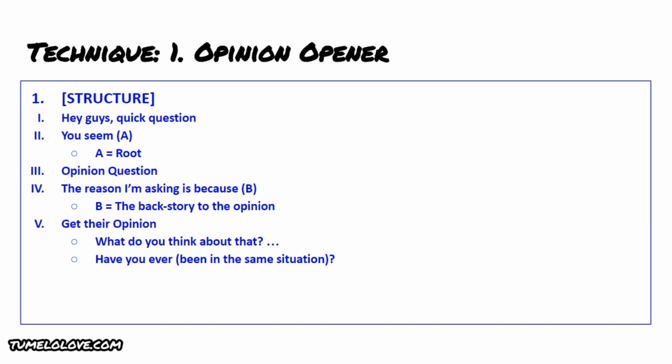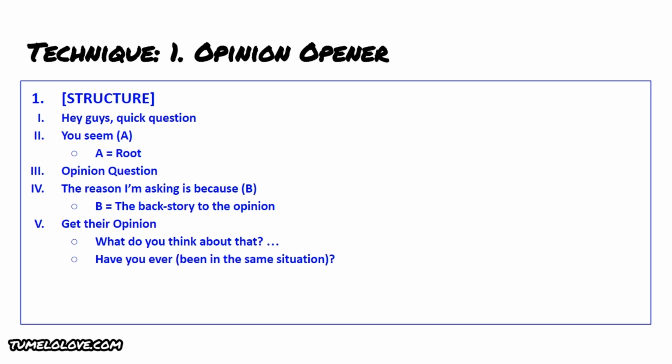Then you seem A is your rooting, the reason why you are approaching her. This needs to be related to the opinion that you're going to ask her. So if you're going to ask her, for example, does this jacket make me look gay, then you can say, you seem fashionable. The reason I'm asking is because you seem fashionable. So she understands why you are asking her specifically.